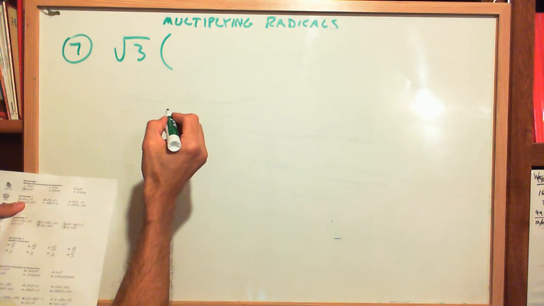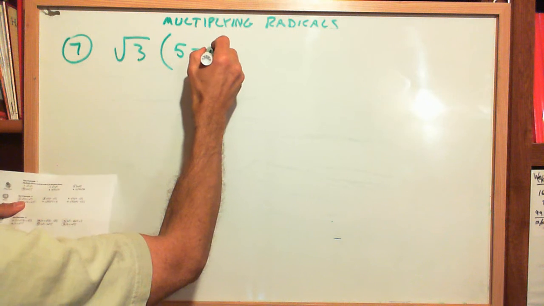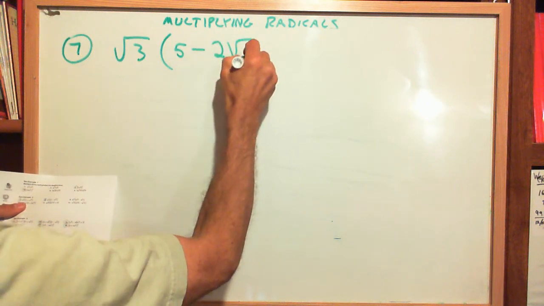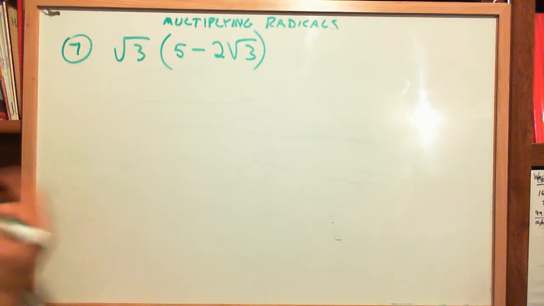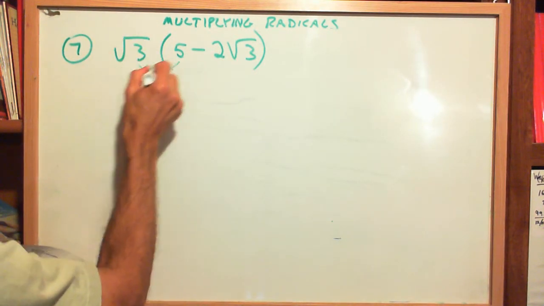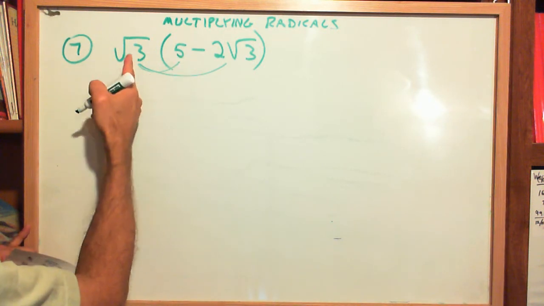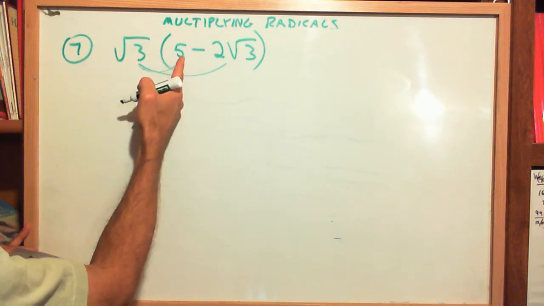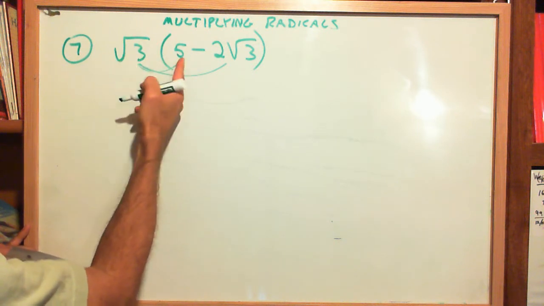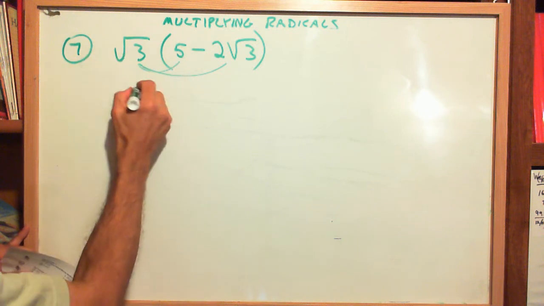times 5 minus 2 times the square root of 3. Alright, so again, this is a distributive property, right? So it's going to be this times this, and this times this. I'm going to do it vertically here. 5 times the square root of 3, again, not under a radical sign, yes under a radical sign. They're untouchable. I cannot multiply them. I can just put the 5 on the outside.